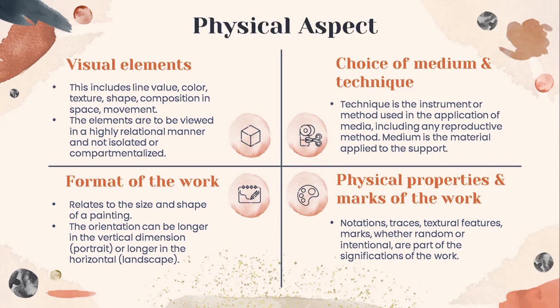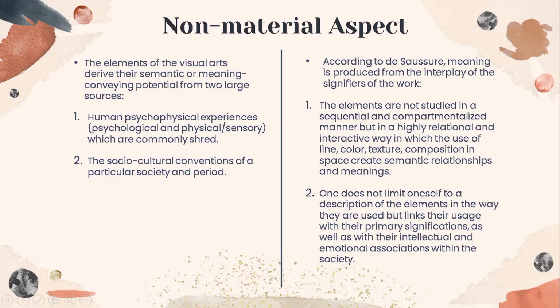So let's proceed. So kining non-material aspects under kining category sa semiotic plane. So these are the elements of the visual arts that derive their semantic or meaning-conveying potential from two large sources. So let's focus first sa left side ha, sa non-material aspects. So naa human psychophysical experiences diri. So technically these are like the inspirations nga nag-apply sa usa ka painter o sa usa ka artist. So kini sa psychological and physical sensory.